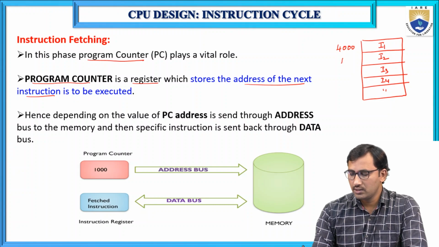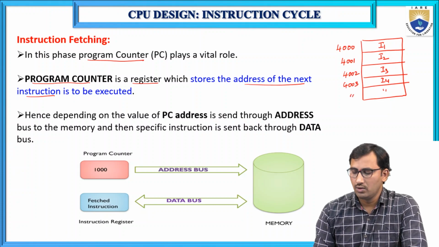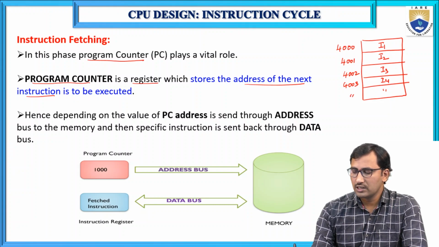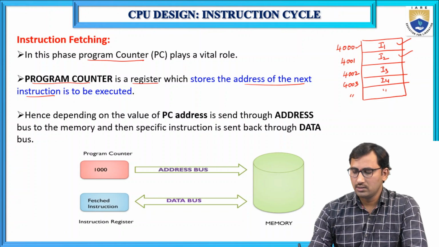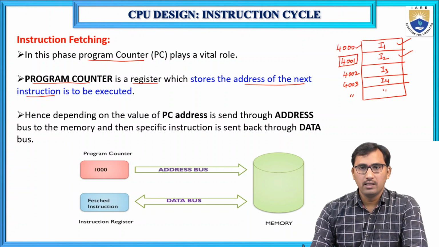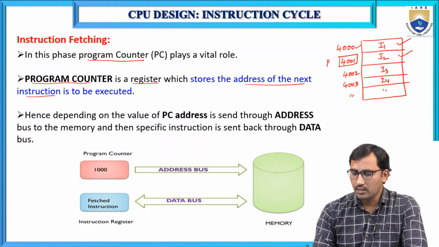4000. The next address is 4001, 4002, 4003, and so on. So when the first instruction is executing, that means the first instruction is located at memory address 4000. The next instruction I2 is located at memory address 4001. So the address of the next instruction is stored in the program counter.